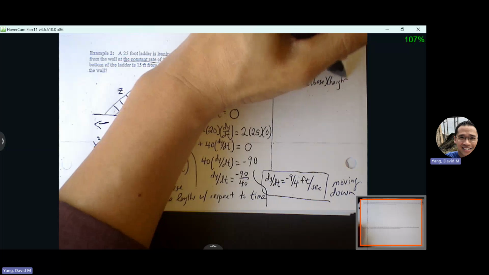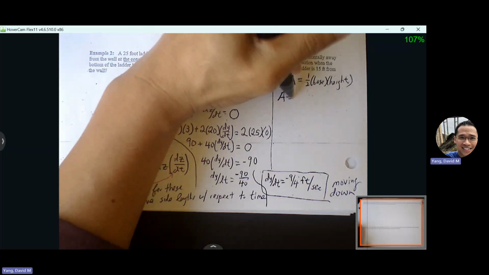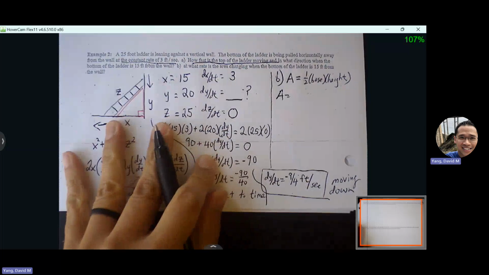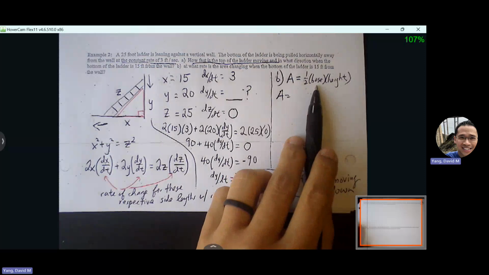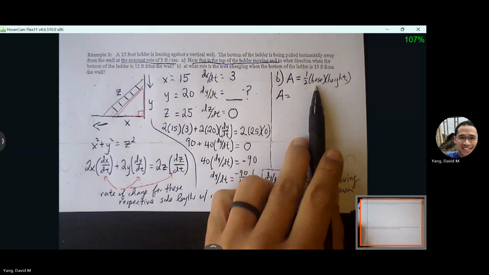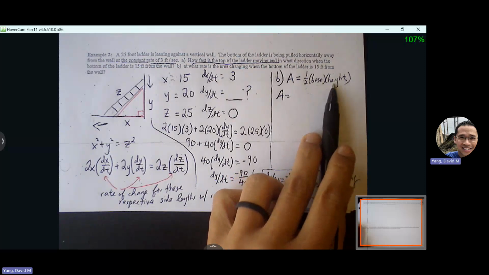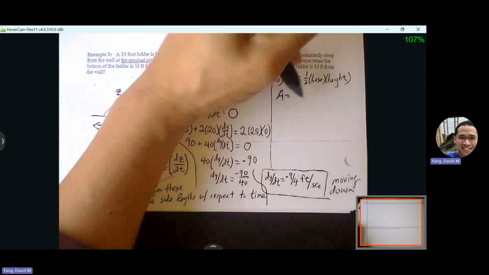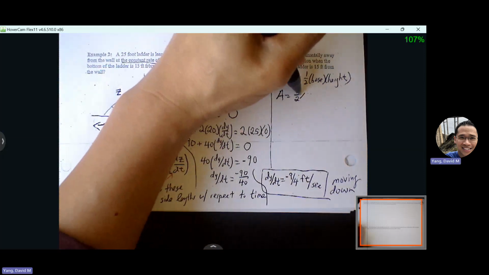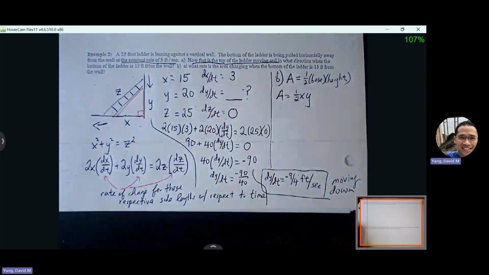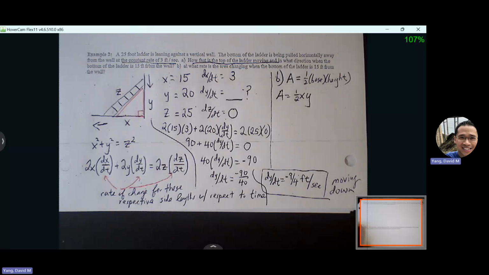Let's just go ahead and reuse the variables because we're going to reuse all this data here. So what represents the base? X, and height is y. Okay, so I'm going to have 1/2 x times y. Okay, so that's our starting equation.